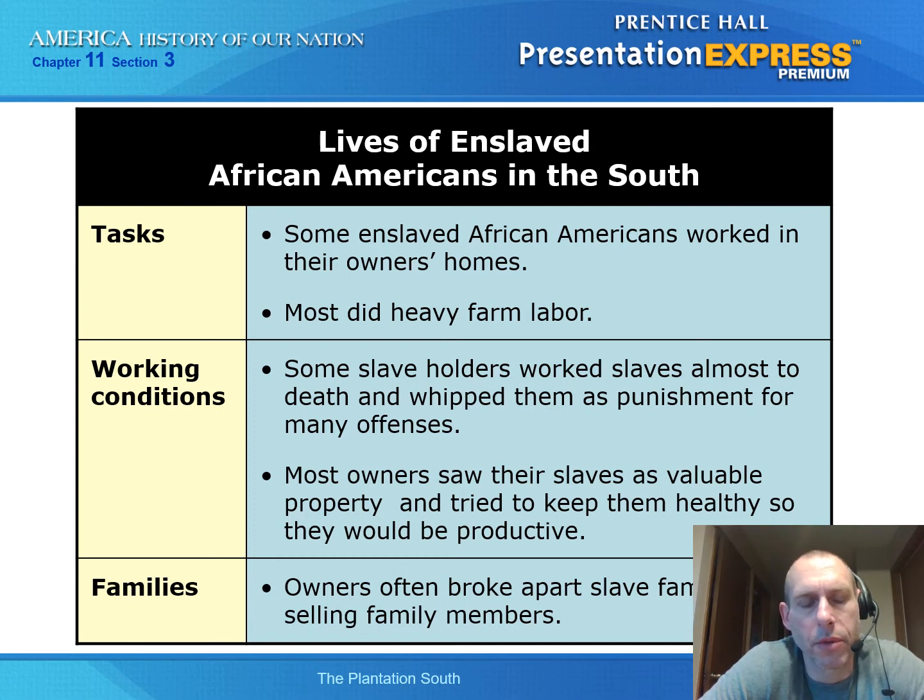Oftentimes slaves were punished, whipped, beaten, even killed. It says here that slaves were valued by their owners, but not necessarily in an appropriate way, but as a labor force. And it was very common for slave owners to break apart families. Makes sense to divide and conquer in a way.